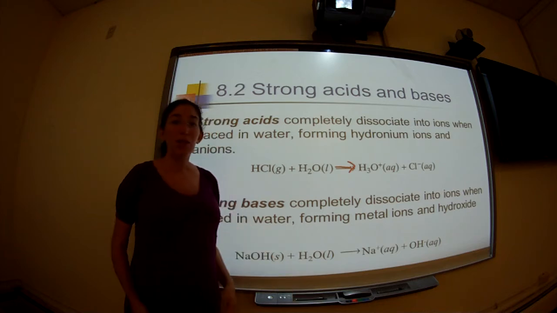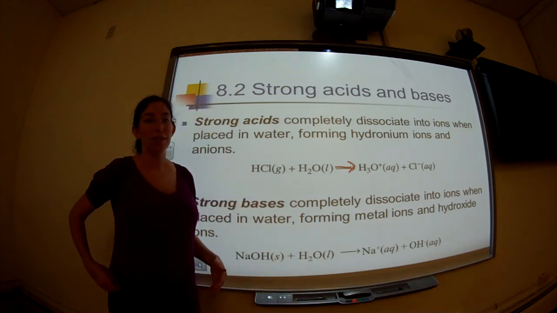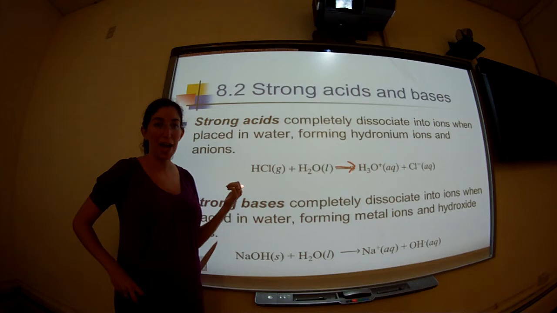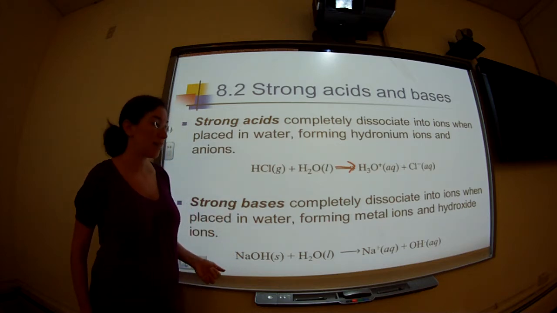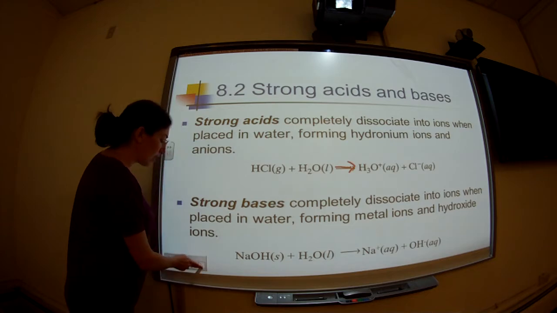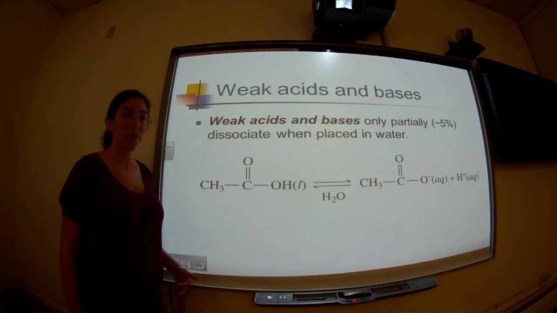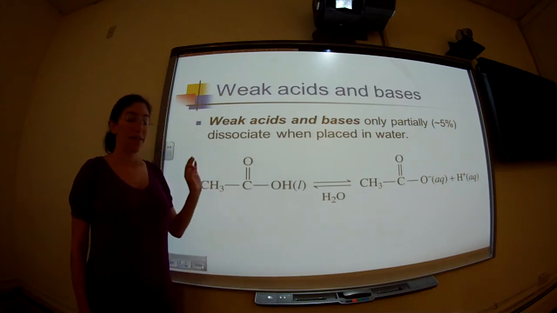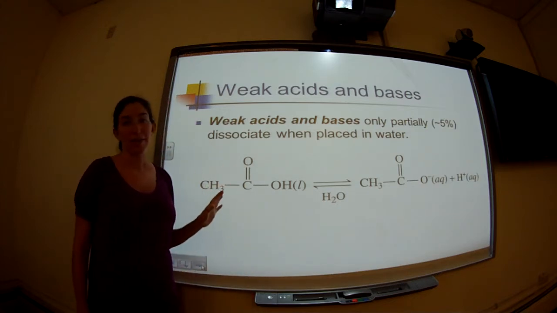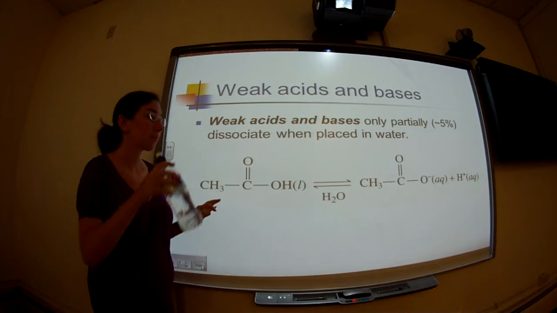Now there are very few strong acids and strong bases in nature. There are about 6 strong acids, and maybe about 4 strong bases, and most of the acids and bases in nature fit in the other category. They are weak acids or weak bases.